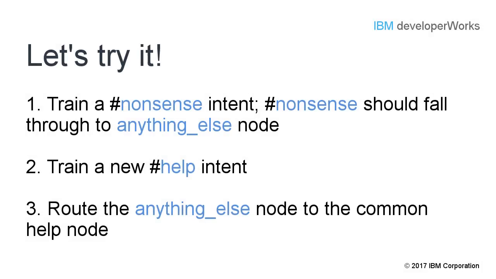We're going to extend our existing example and add the following functionality. First, we'll create a new nonsense intent, and we'll set it up so that nonsense will always fall through to the anything else node. Second, we'll train a new help intent. This way the user can ask for help and we can provide tips on how to use the system. And finally, we'll use jump to again, this time to route the anything else node to the common help node.